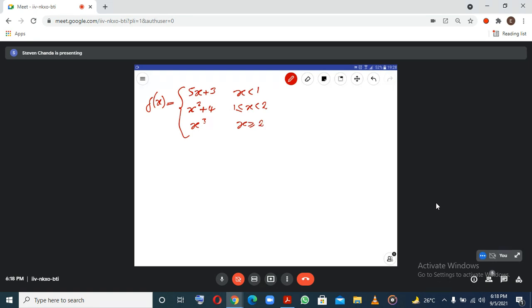So now, why is this part very, very important? What we are looking at is a piecewise function, and for a piecewise function, you always want to look at the functions that you have. By these functions, I mean 5x plus 3, x squared plus 4, and x cubed. Now, when you look at all these, you're not having anything like x over something. You're not having anything like this, right?